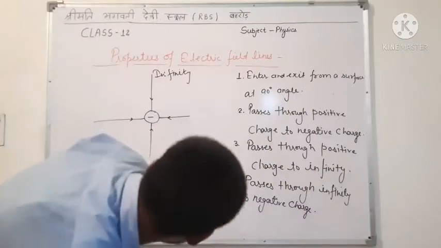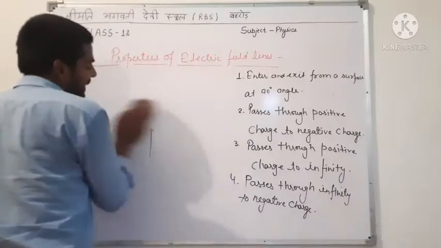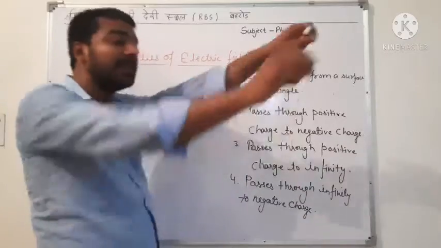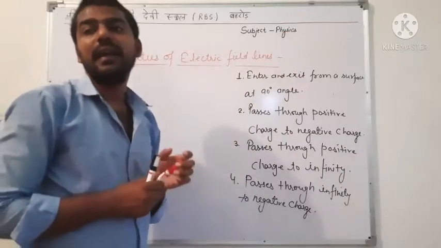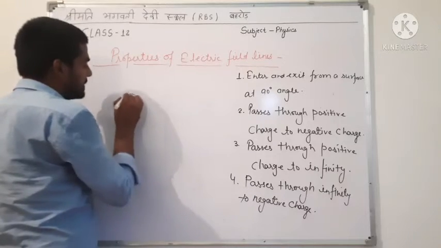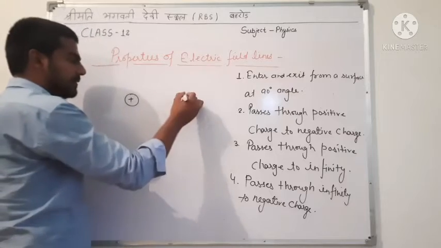Next, the fifth property is, if we draw a line at electric field lines, then this is positive charge and this is negative charge.